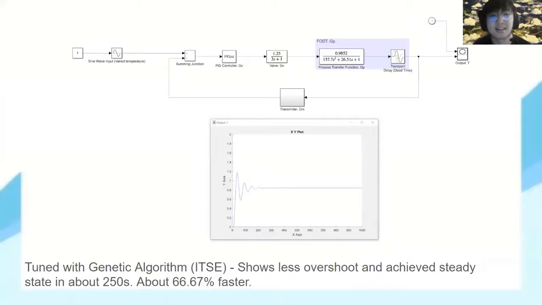To improve centrifugal temperature control, PID controller calibrated with ITSE genetic algorithm was used. The end result proved to be 66.7% faster, as it achieves steady state in 250 seconds, compared to 750 seconds with conventional PID control. Next.